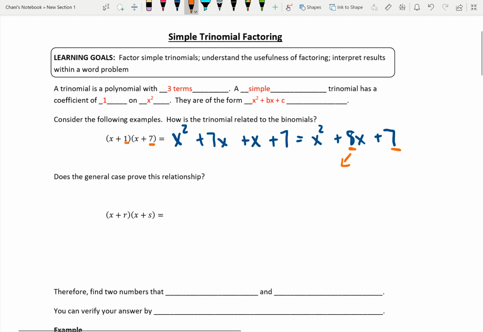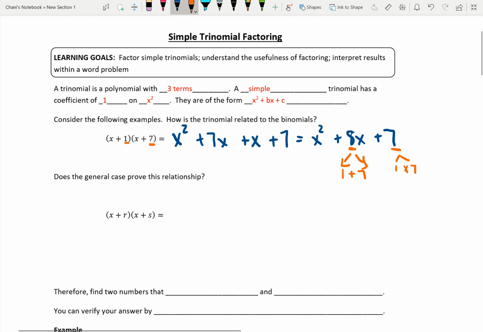Hopefully you can recognize that 8 is just 1 plus 7, and 7 is 1 times 7. So you add these two numbers together to get the coefficient on x, and you multiply the two numbers together to get the final constant.